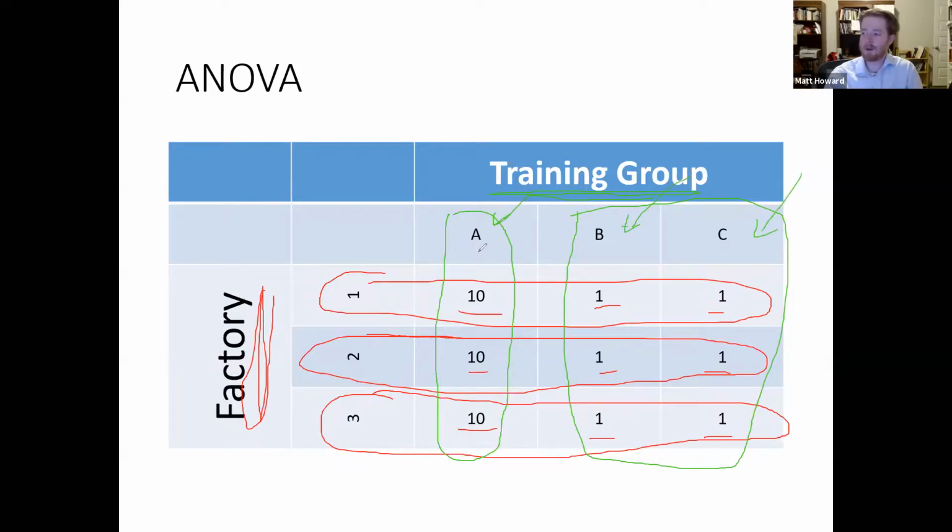So it only matters whether you're in training group A versus B and C, whereas none of the factories made a difference. So in this case, if we ran a two-way ANOVA, it would probably tell us there is not a statistically significant effect of factory in this example, but there is for training group. A two-way ANOVA would assess those independently and tell us whether factory is statistically significant, and also tell us whether training group is statistically significant.